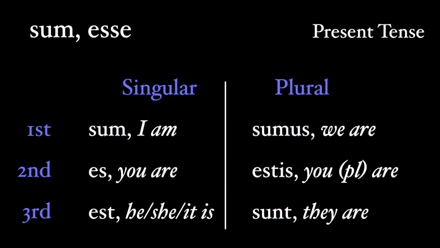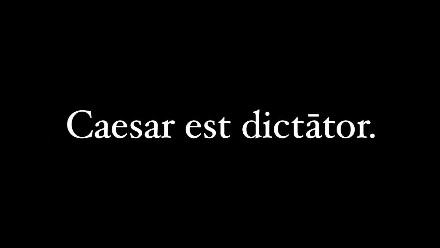So you've seen sum esse before in its most basic sense, since it's often the first verb you ever run across in Latin. It connects two words, often a noun and another noun, or a noun and an adjective. Caesar est dictātor. Caesar is a dictator. Here, the est connects two nouns, Caesar and dictātor. Or Marcus est fortis, Marcus is strong, where the est connects a noun, Marcus, and an adjective, fortis.